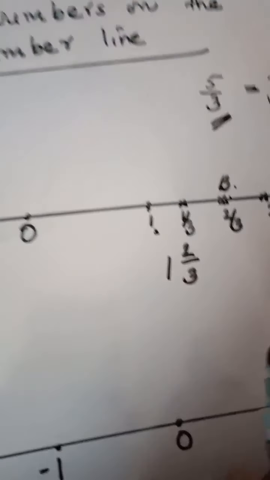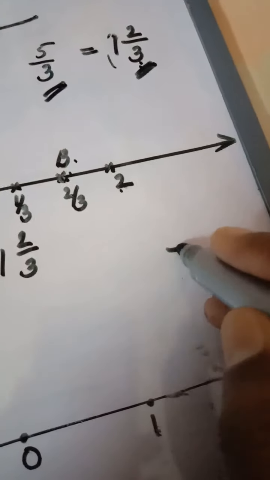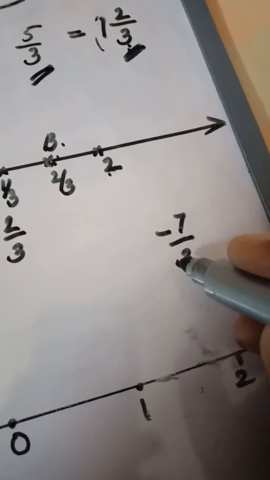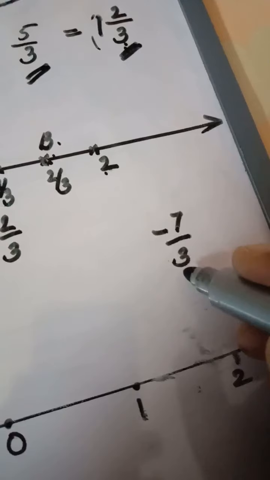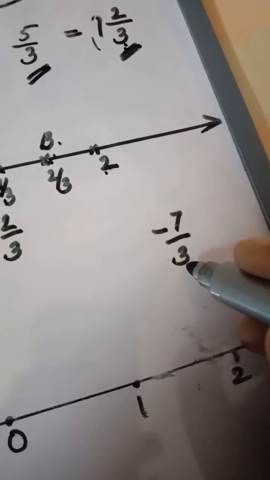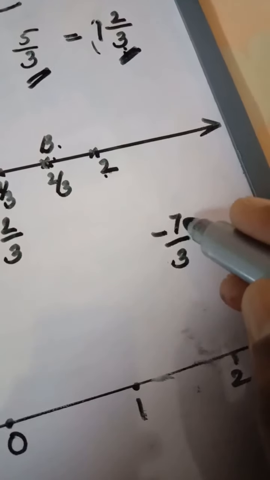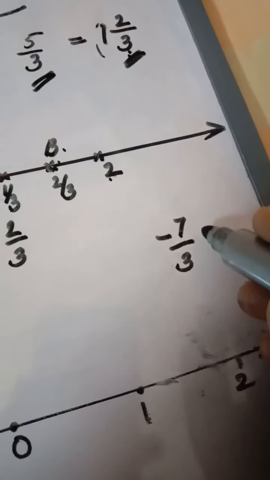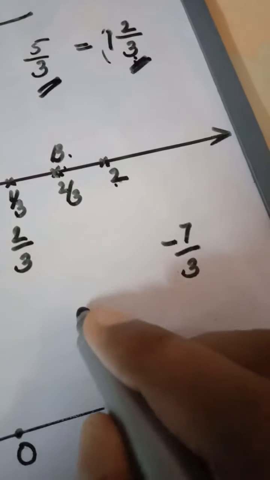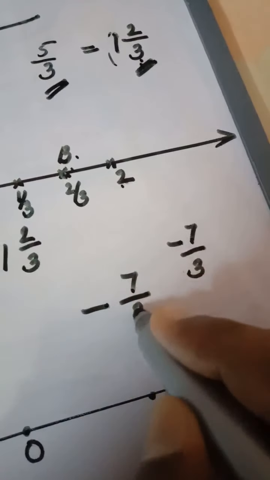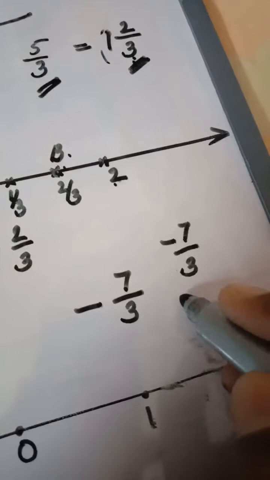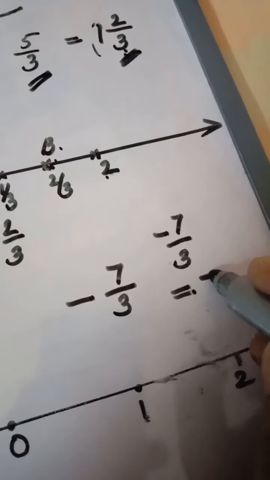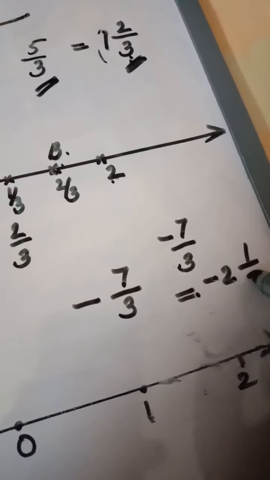Now to represent another rational number, say minus 7 upon 3. Minus 7 upon 3 is a negative rational number, and here also we can see that the denominator is less than the numerator. Numerator is 7 and the denominator is 3, because minus 7 upon 3 can be written as minus of 7 upon 3. And here also we are going to change it into a mixed number, so it will become minus of 2, 1 upon 3.